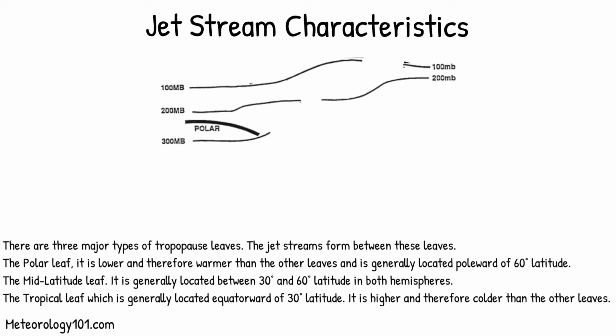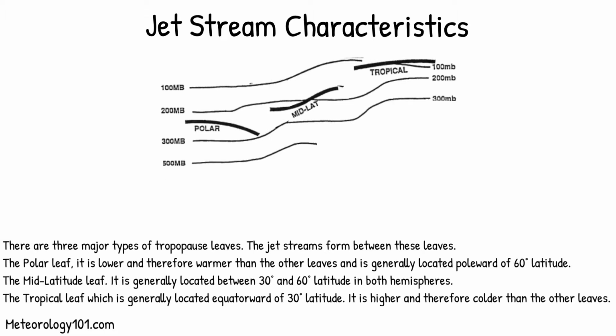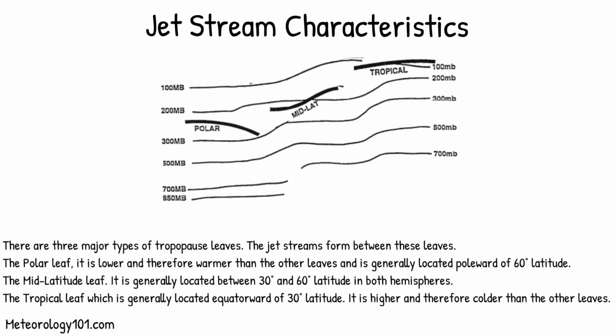The polar leaf. It is lower and therefore warmer than the other leaves and is generally located poleward of 60 degrees latitude. The mid-latitude leaf. Generally located between 30 degrees and 60 degrees latitude in both hemispheres. The tropical leaf. Generally located equatorward of 30 degrees latitude. It is higher and therefore colder than the other leaves.